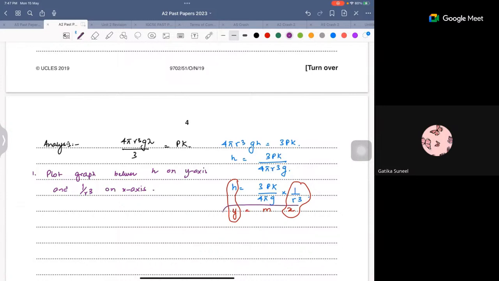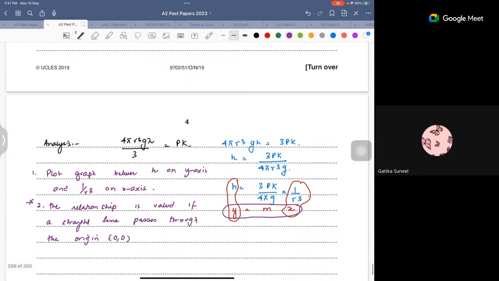Now, the idea about y equals m x is that the relationship you're talking about, this statement should always be written: relationship is valid if a straight line passes through the origin. So this must be written. If you haven't written this, you won't get any marks. Now, origin is basically 0 and 0.